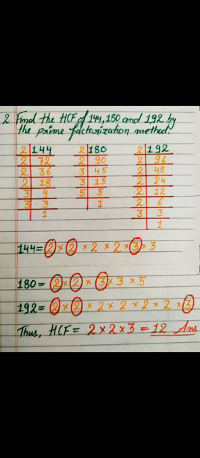So the next number is 3, which is common in all the three prime factorizations, so we will encircle these 3 and write it once in multiplication. So when we multiply 2 into 2 into 3, 2 twos are 4 and 4 threes are 12, so this 12 is the highest common factor of 144, 180 and 192.